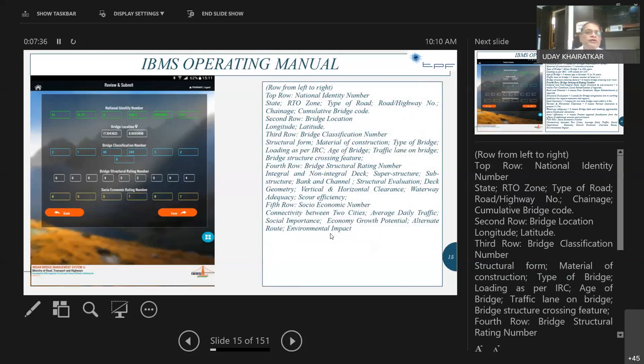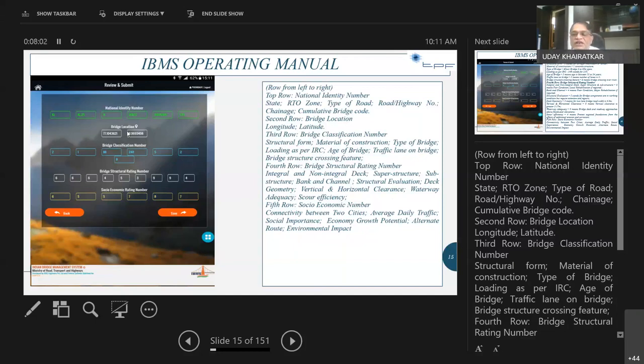So the top row here shows the national highway number, then the state to which it belongs, then the RTO zone of that state, the type of road, if it is a national highway or a state highway, then chainage, then cumulative bridge code. The second row gives the bridge location. It gives the latitude and the longitude. You can see over here, it is the latitude and longitude of the bridge.